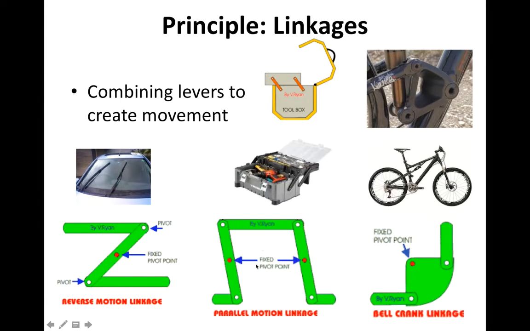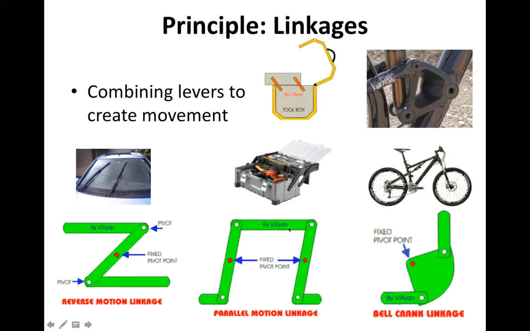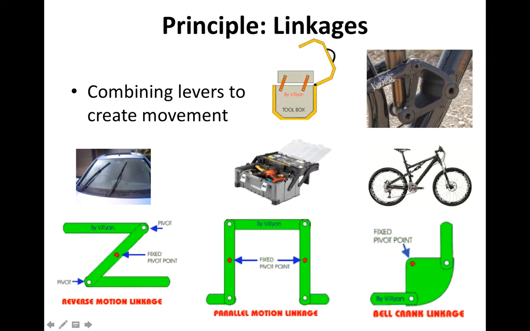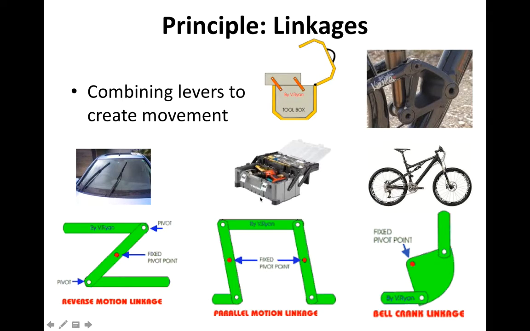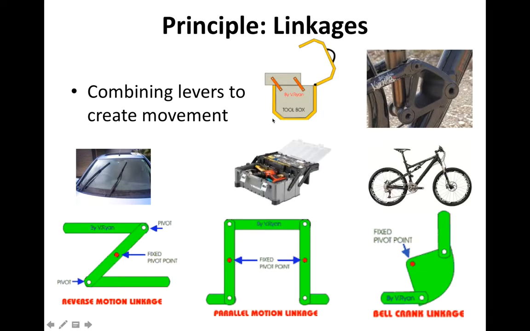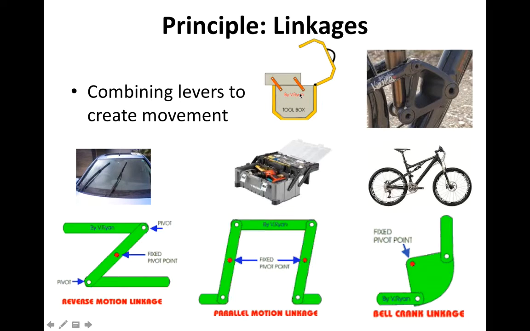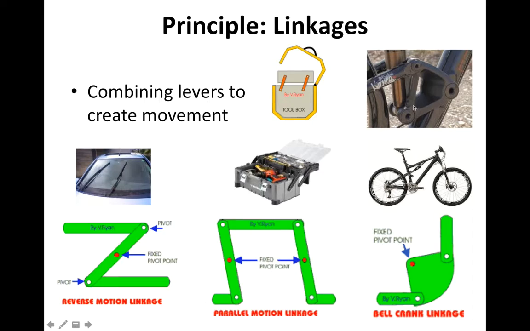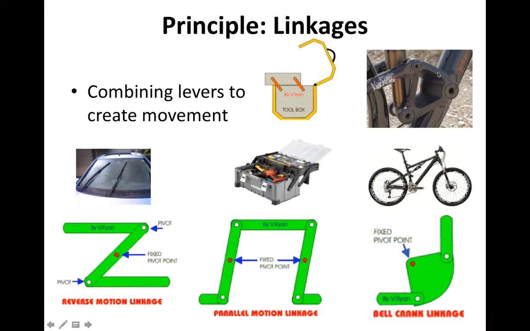Second one is something called a parallel motion linkage, and this is the kind of linkage you find on toolboxes to make sure that the top layer moves and keeps nice and level. You can see it here on this animation. The third linkage you're going to look at here is something called a bell crank. A bell crank moves motion around 90 degrees, and you'll see this on braking systems. This one's on a suspension system on a bike.